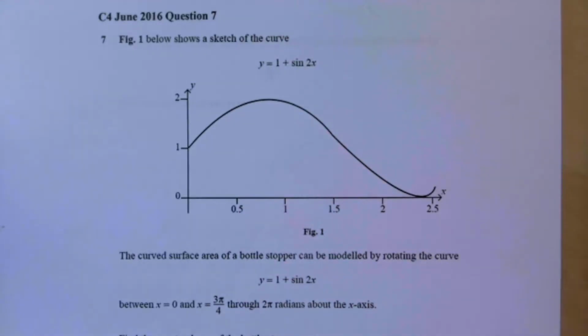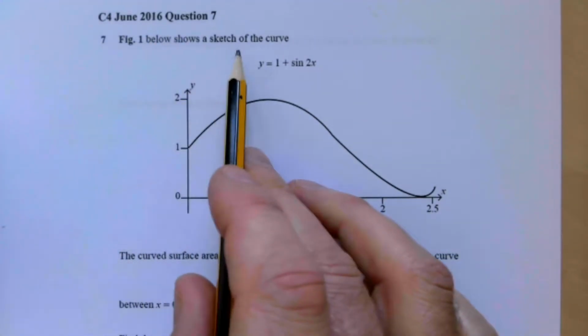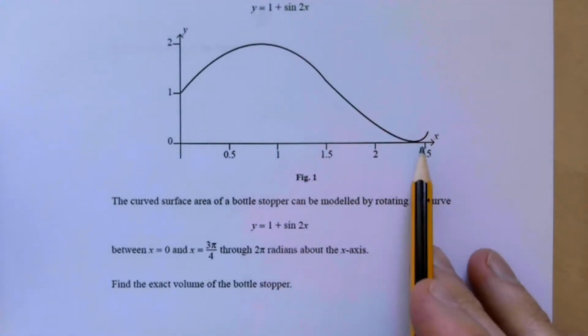This is CCEA A2 Pure Maths. We're looking at some integration past paper questions, and this is one then from June 2016, question 7. It says the figure below shows a sketch of the curve y equals 1 plus sine 2x. So this is it here.